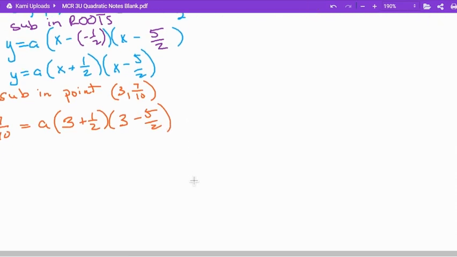Okay, so we've got ugly fractions. So now all we do is simplify. And I'll leave the 7/10 for now. And now 3 I'll write as 6/2.